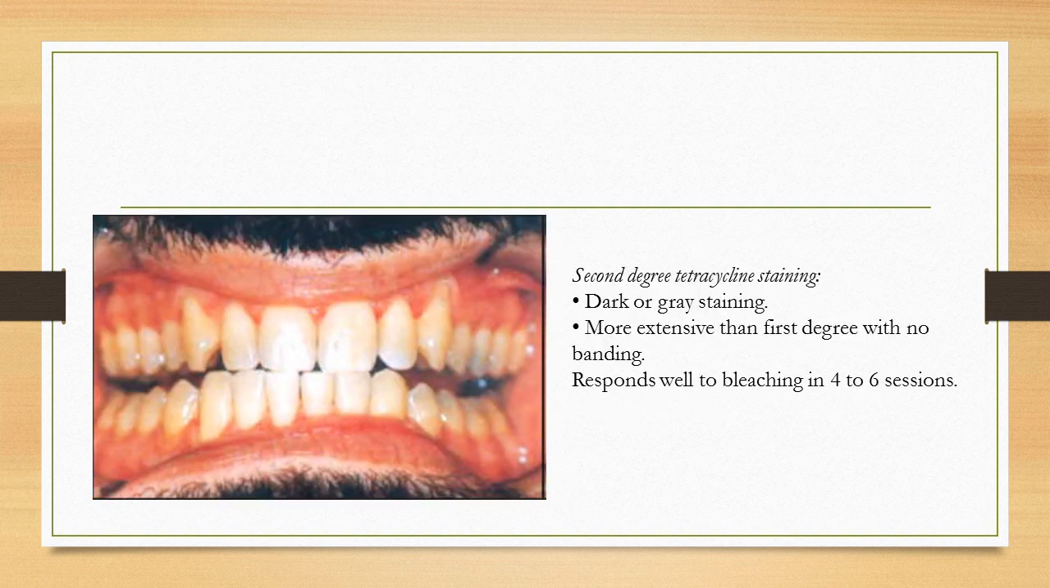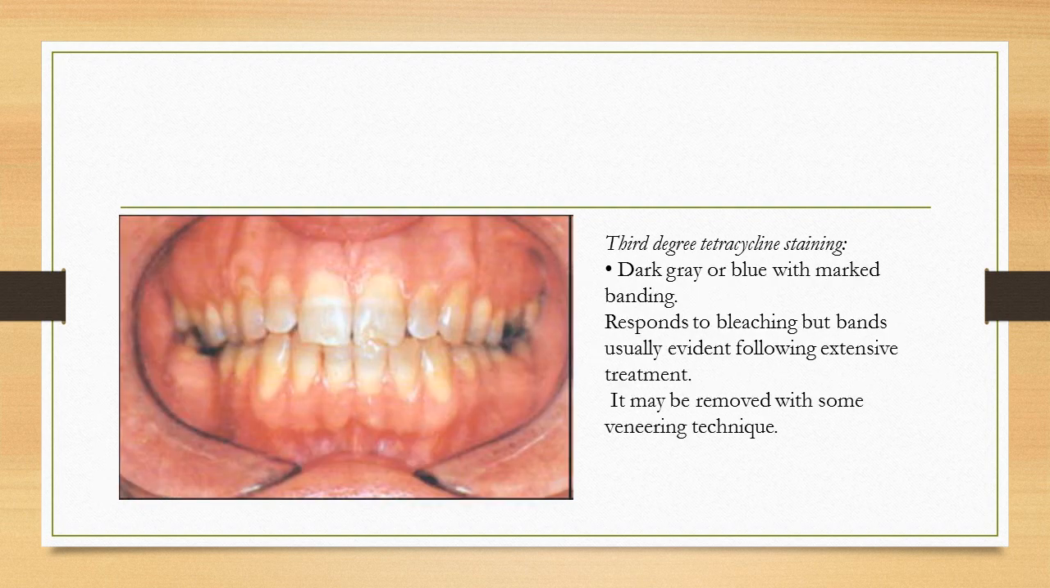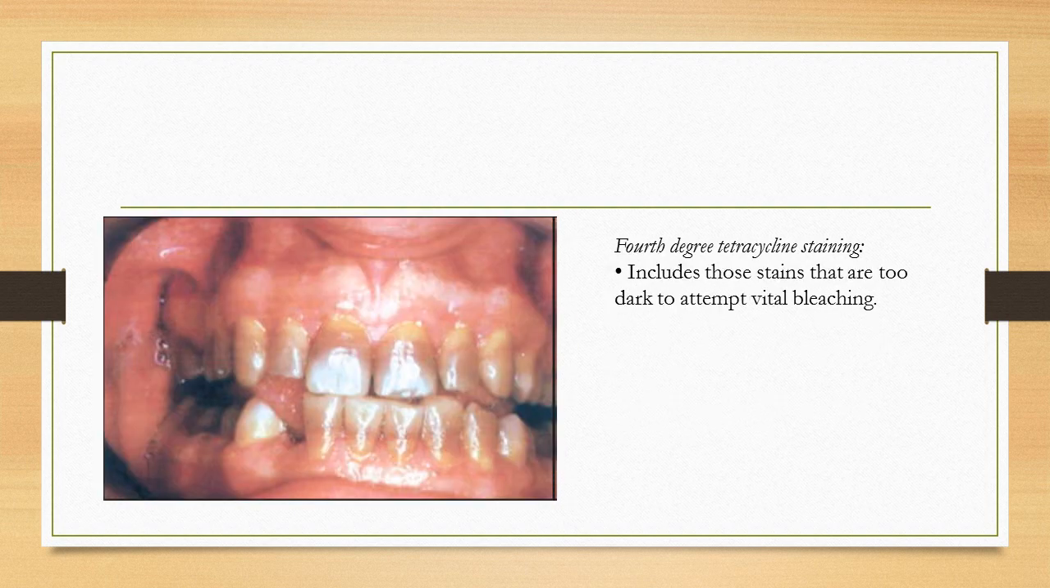A second degree, it looks darker gray staining. They are more extensive than the first degree. They are not distributed in bands. They respond well to bleaching, but within 4 to 6 sessions. Third degree, these are dark gray to blue with marked bands. You can see here in the picture, the stain is distributed in bands. Mostly it responds to bleaching, but it is too difficult to bleach the bands. Okay. Sometimes after bleaching, we use veneers.